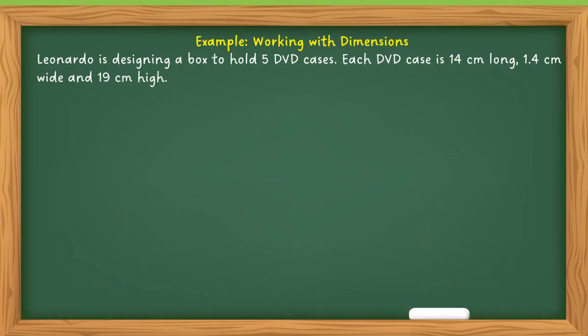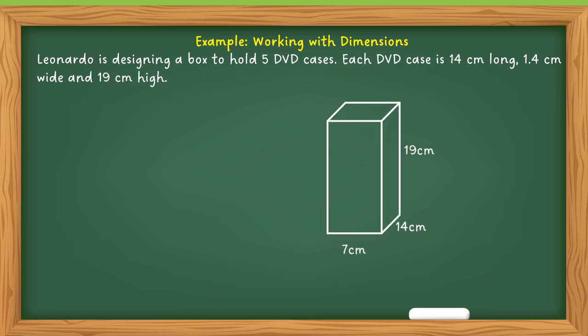Here's an example of working with dimensions. Leonardo is designing a box to hold 5 DVD cases. Now each DVD case is 14 centimeters long, 1.4 centimeters wide, and 19 centimeters high. Okay, and you can see he has to fit them in this case here.